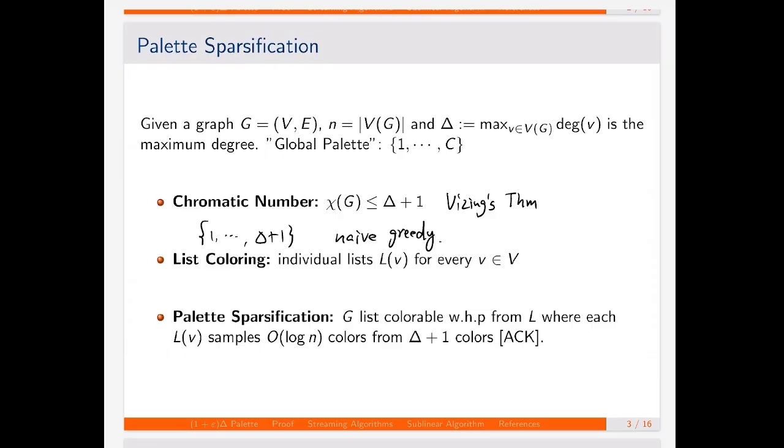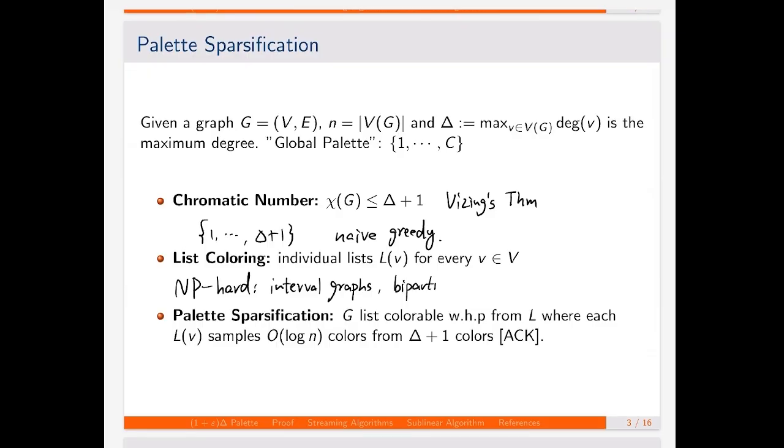And for list coloring, there are individual lists, LV for every V, as we mentioned before. I'll note here that it is going to be hard for list coloring on general graphs. And it is also hard on specific families of graphs, even if it sounds much easier. It's going to be hard on interval graphs. It's also hard on cographs or split graphs and bipartite graphs. However, it is solvable in polynomial time on bounded treewidth graphs.